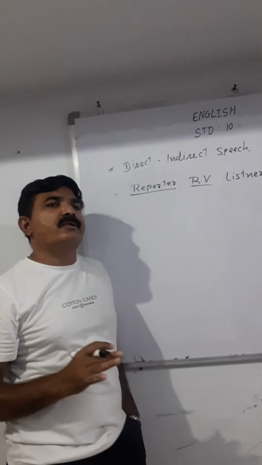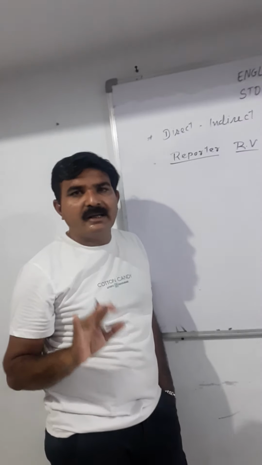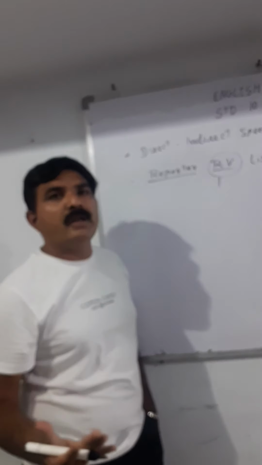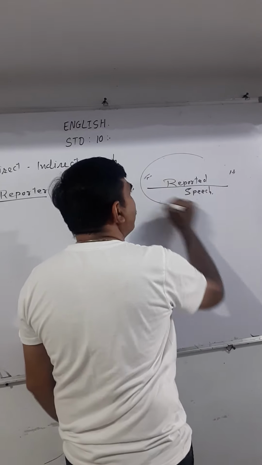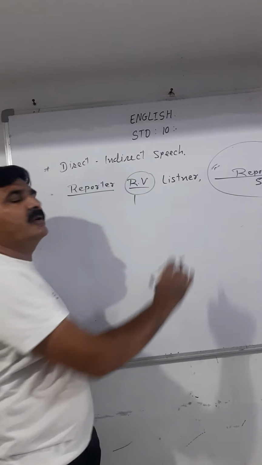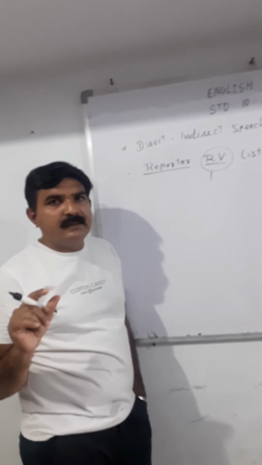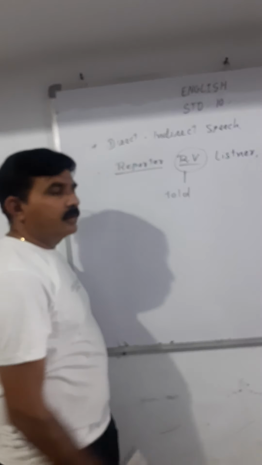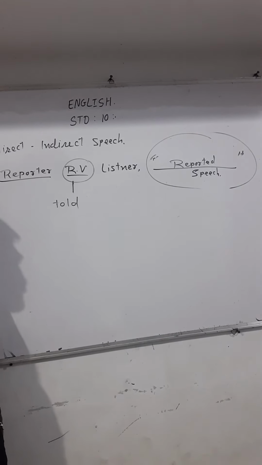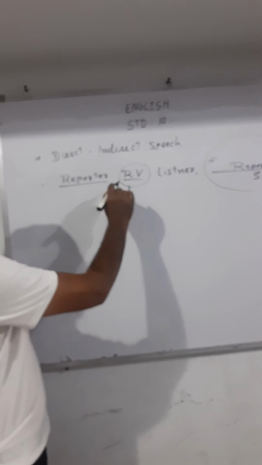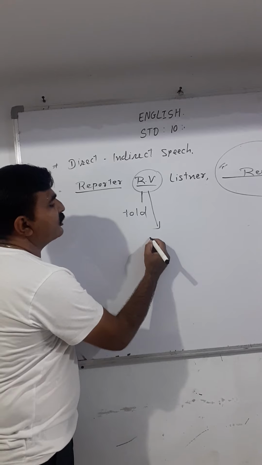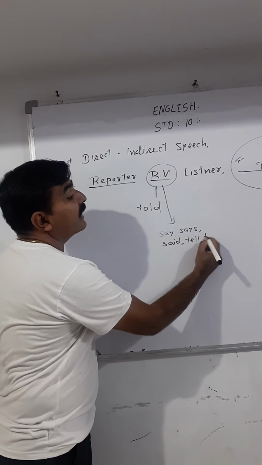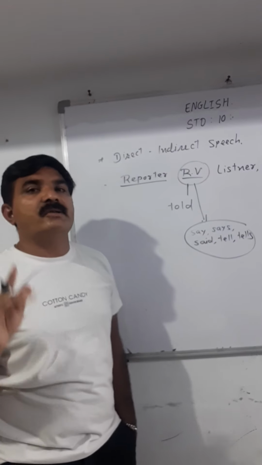Now just tell me how many changes can take place there. Total 5 changes can take place. The first change will be in the reporting verb. The reporting verb will be changed according to the reported speech given in the bracket. If the sentence given in the bracket is a simple assertive sentence, the reporting verb will be told. If the reported speech is an interrogative sentence, then ask will be there. In short, we have to make the first change in the reporting verb: in place of say, says, it will be tell, tells.